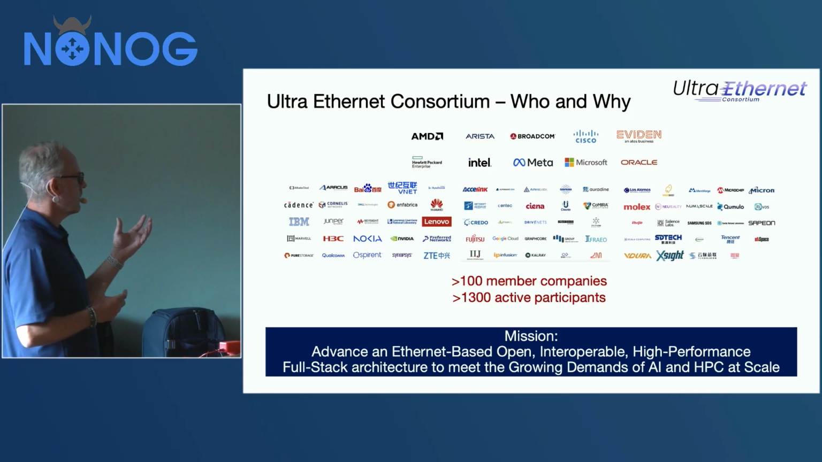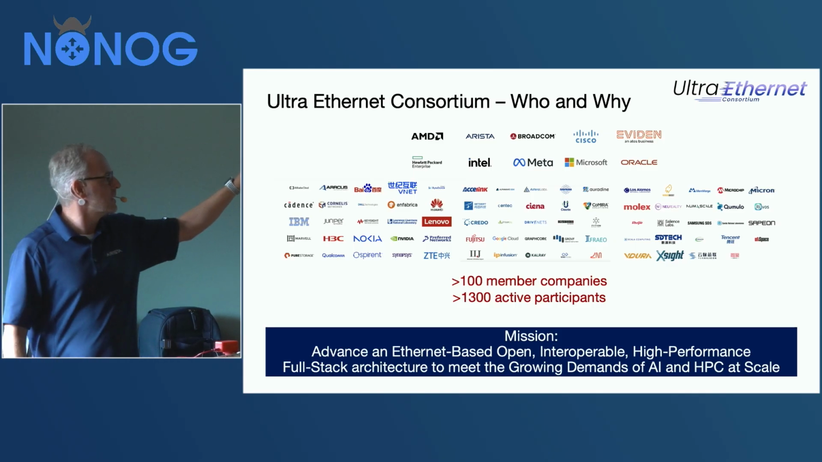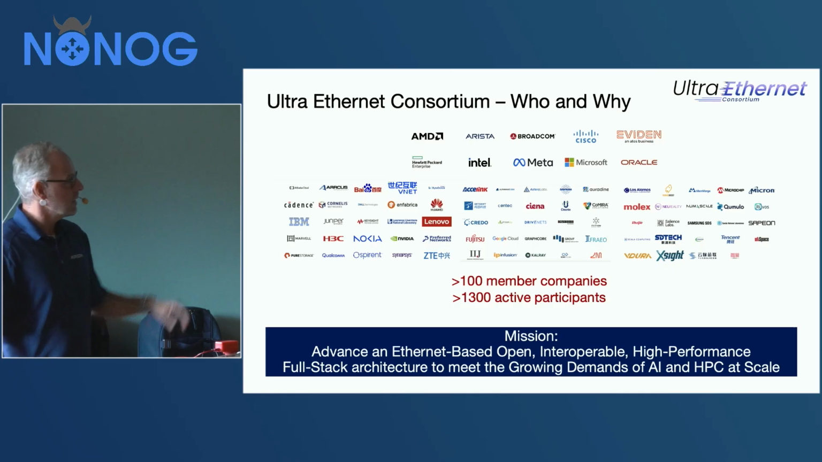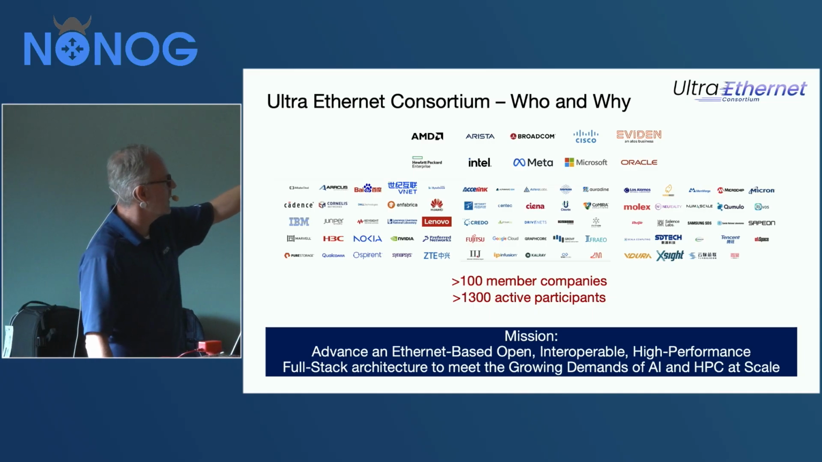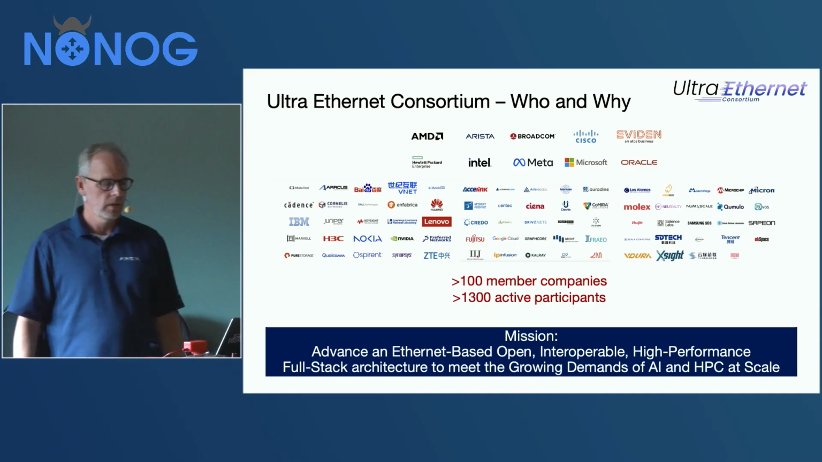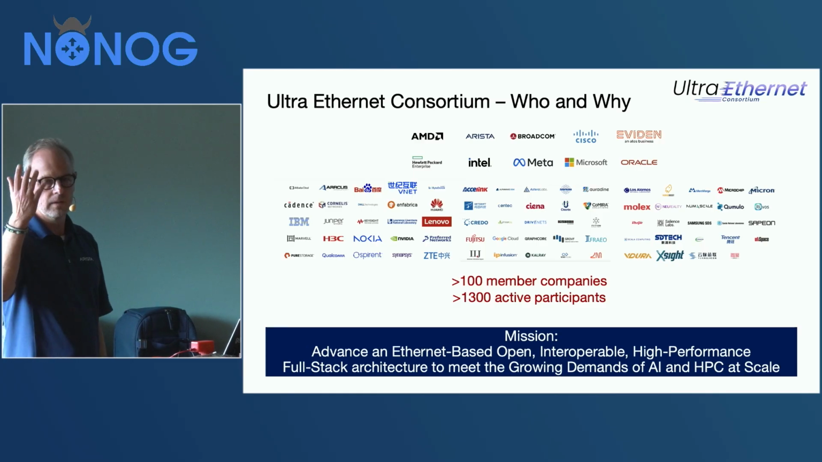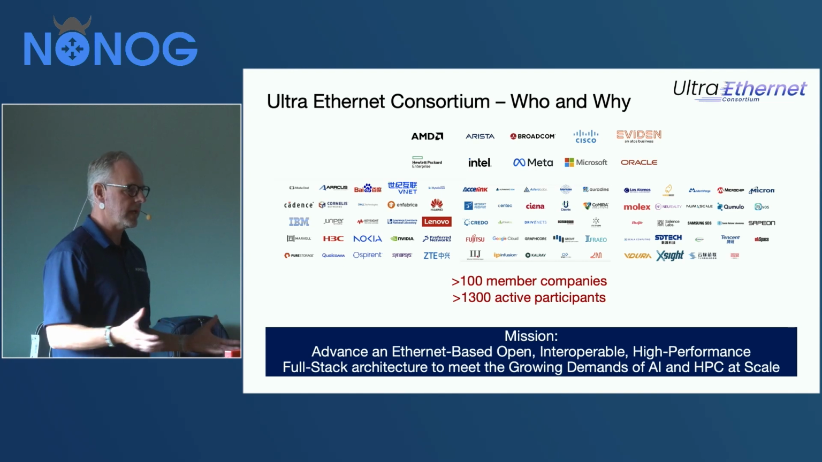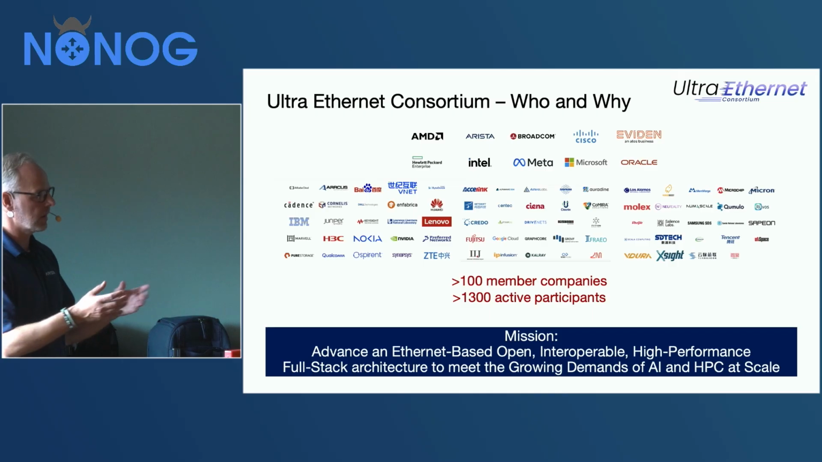The companies that are there include the semiconductor vendors AMD, Intel, NVIDIA, the hyperscalers, which have the largest installations in the world, Meta, Microsoft, and Oracle, and networking companies like us, Cisco, HP, Juniper. So it's a collective effort from the industry to standardize Ethernet for AI workloads.